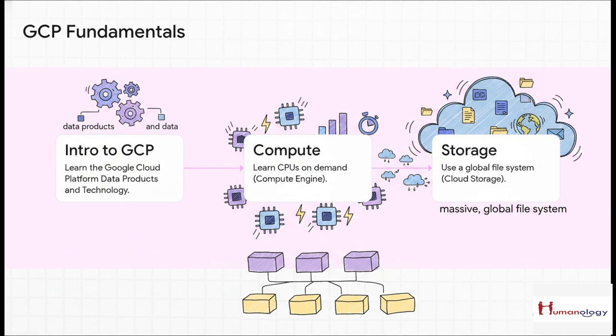Okay, first things first, the foundation. You can't do anything with data without a place to put it and a way to process it. On GCP, Compute Engine is your workhorse. It gives you all the processing power, the CPUs you need right when you need it. You can spin up a monster server in minutes and then turn it off when you're done. And for storage, Google Cloud Storage is like a bottomless global hard drive. It's perfect for stashing any kind of raw data you can imagine.